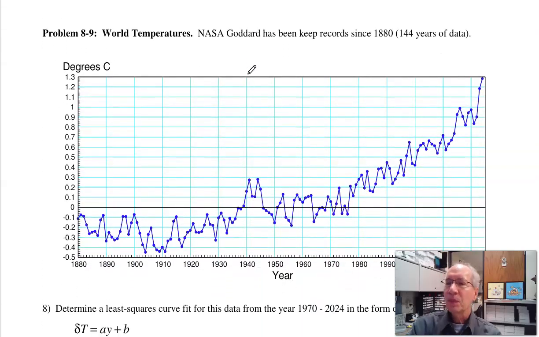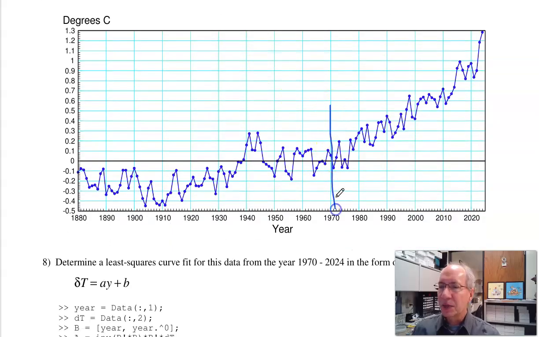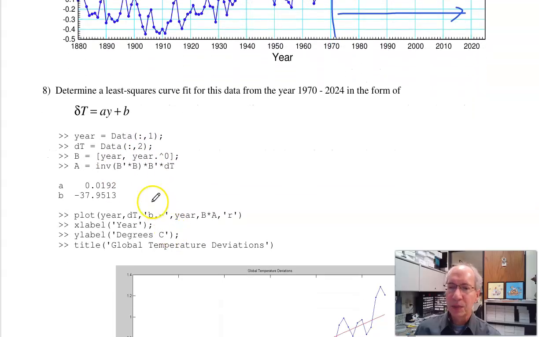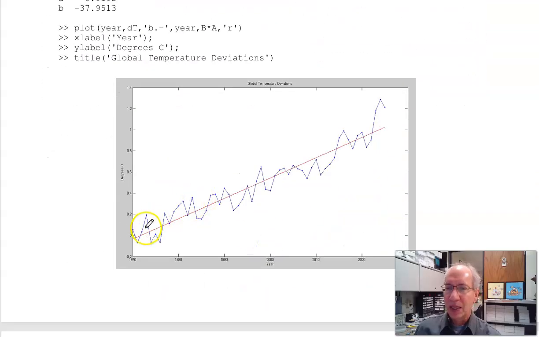Last problem set. NASA Goddard has been monitoring global temperatures since 1880. If I take the data since 1970 and go forward, what's going to happen? So let's do a linear curve fit. Grab the data since 1970 onward, paste it into Matlab, pull out the first column, that's the year. The second column is the temperature deviation. Do a linear curve fit, plot it, and that's my linear curve fit for the data since 1970.